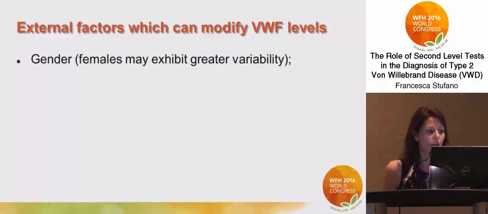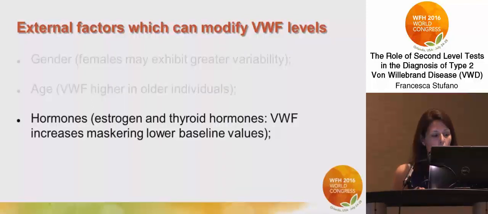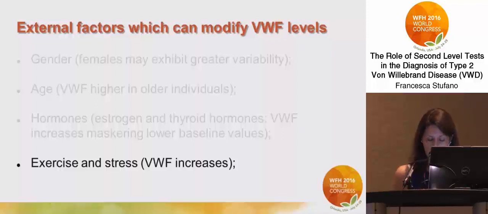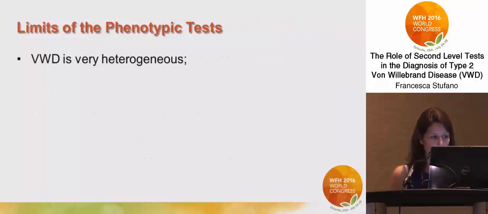Now, some considerations about external factors which can modify von Willebrand factor levels. First of all, the gender, because females may exhibit greater variability. Then, the age, because von Willebrand factor is higher in older individuals. Also, we should consider the role of hormones, because estrogen and thyroid hormones can increase von Willebrand factor, masking lower baseline values. Also, exercise and stress, because von Willebrand factor increases. And also blood group O, because von Willebrand factor is lower.